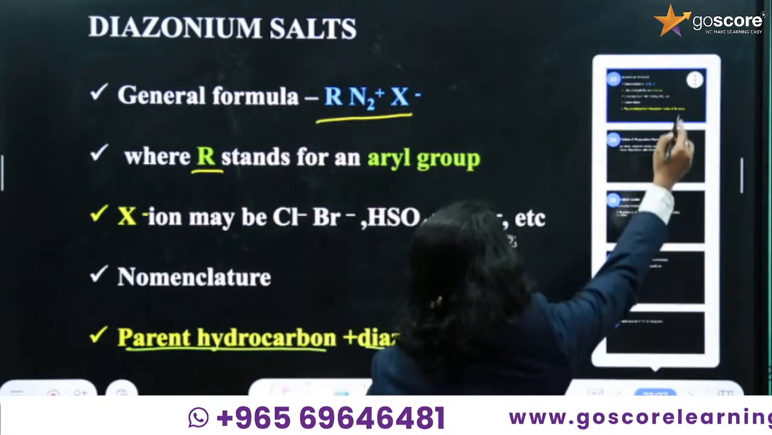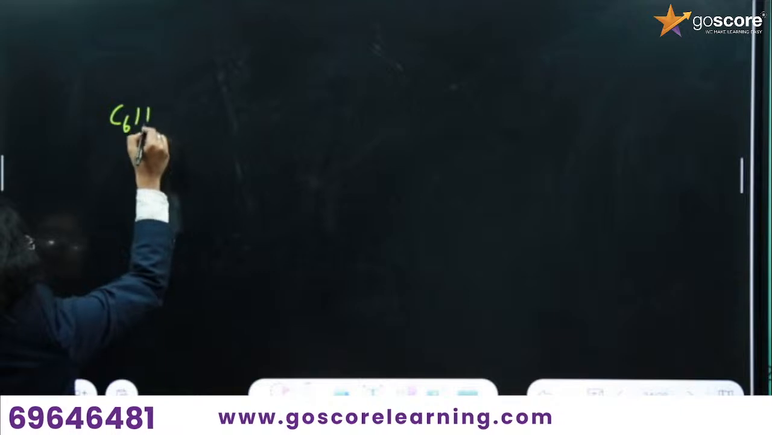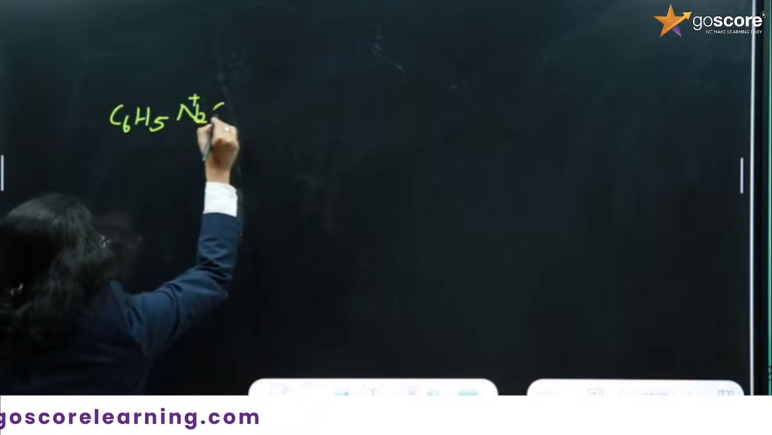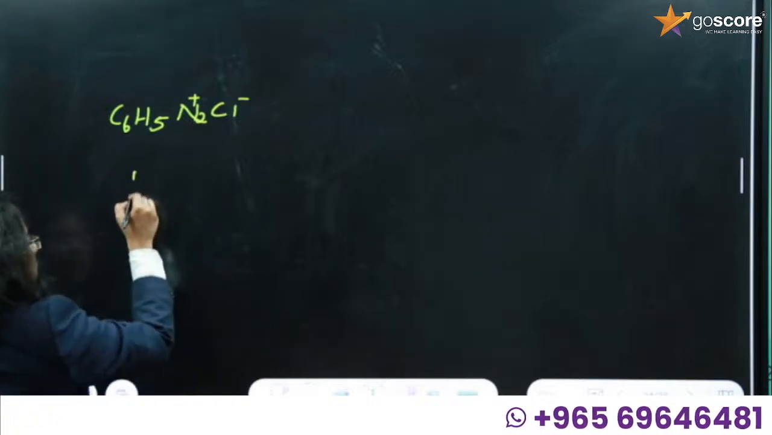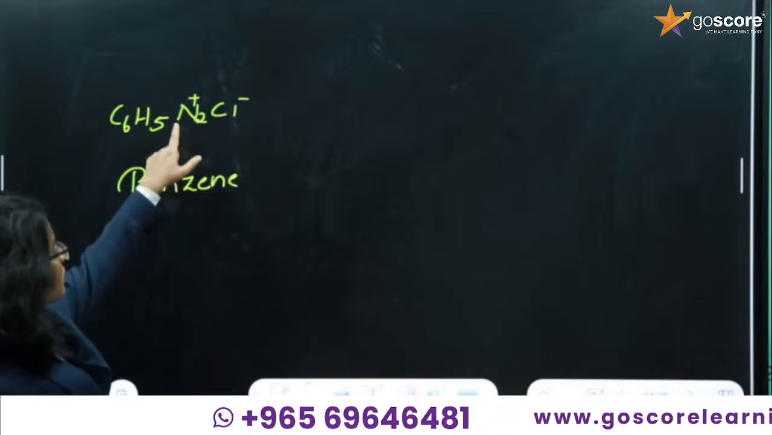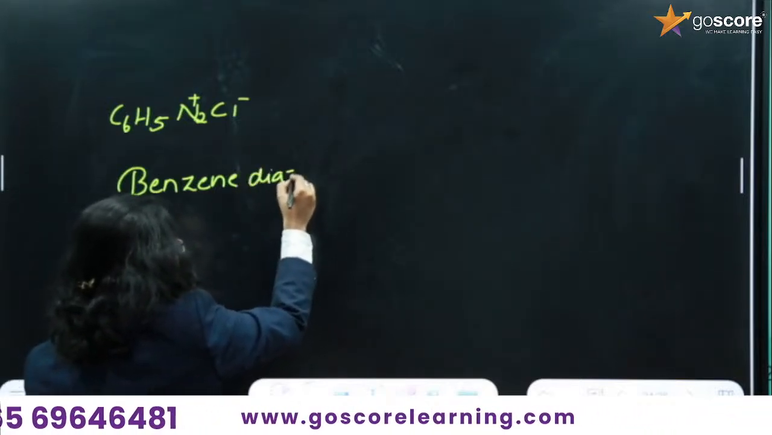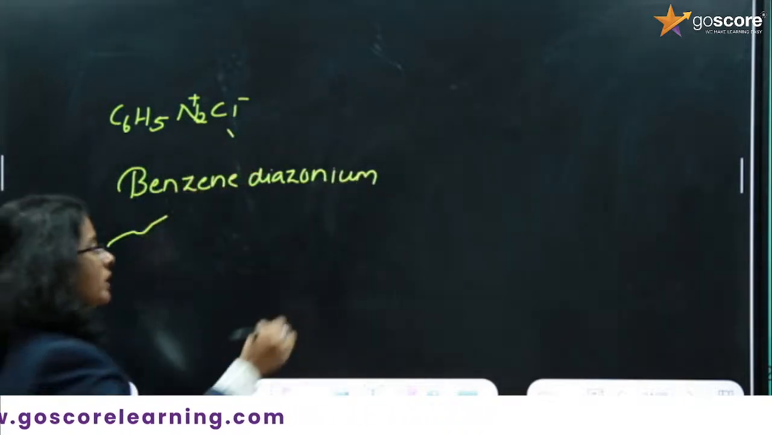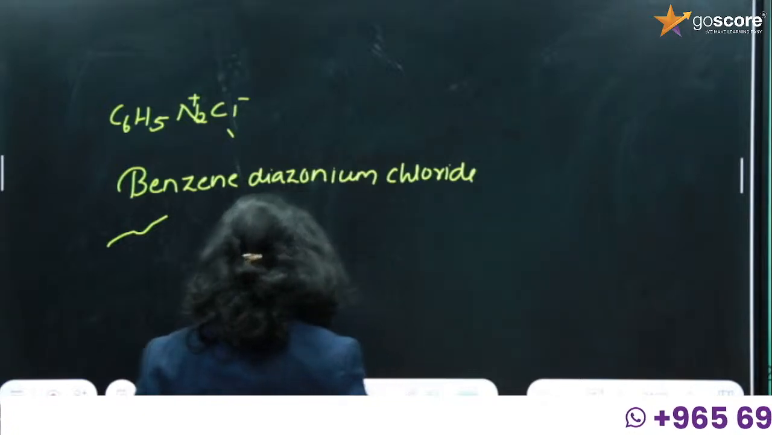So I'll give example for that. What is the IUPAC name of this diazonium salt? C6H5 N2 plus Cl minus. So the parent hydrocarbon is benzene. This benzene plus diazonium, N2 is the diazonium. Then Cl minus is what? Chloride. So benzene diazonium chloride. Simple, is it?